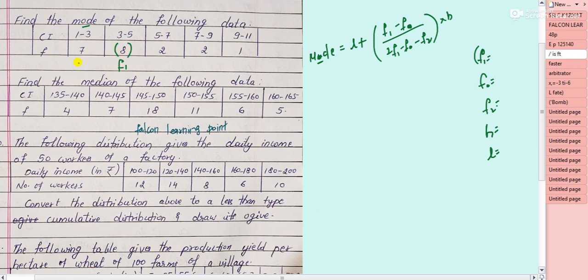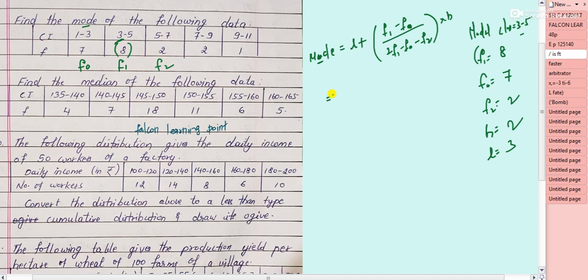Prior to that is F0. Next to that is F2. Remember this. So you got the values. F1 has 8, F0 has 7, F2 has 2. What about H? H is the class size, so it is 2. L is the lower limit of the modal class, which is 3. You can write here modal class as well. What is the modal class? It is 3 to 5. Got it? So L is 3.